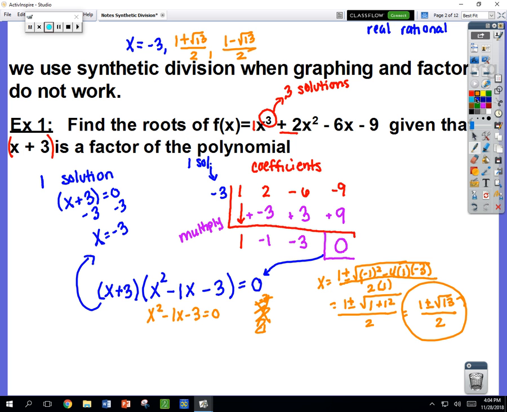And so I had one real rational because that was whole. These are real because there's not an i in them, so I had 2 real irrational and no imaginary because I didn't have any i's.